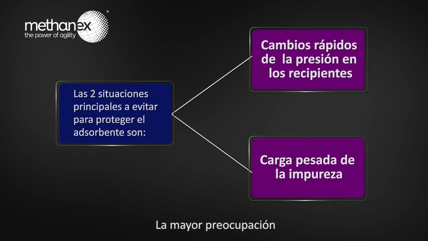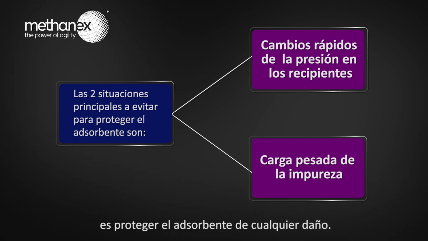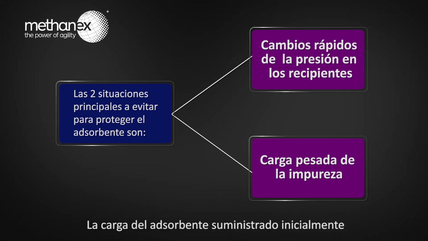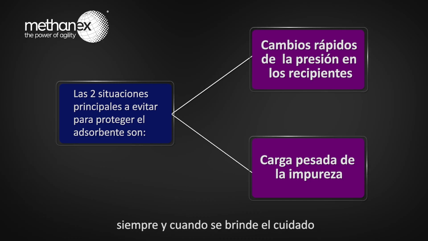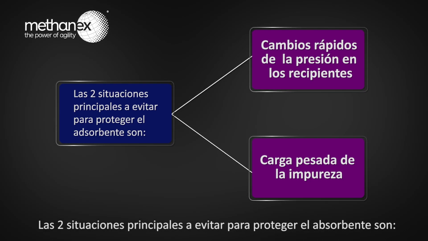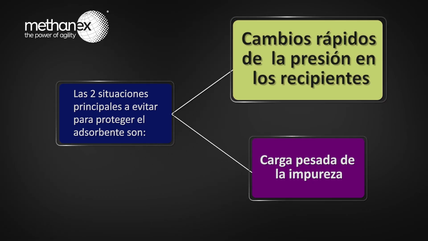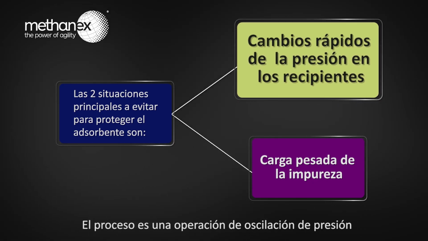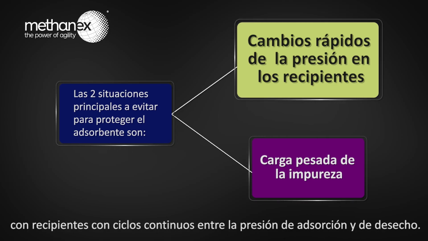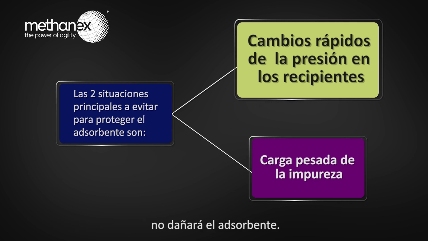Process safety. The main concern in keeping the PSA unit running properly is to protect the adsorbent from any damage. The load of the adsorbent initially supplied should be good for the life of the unit, provided correct care and maintenance are given during operation of the unit. The two main situations to avoid in order to protect these adsorbents are rapid pressure change in the vessels and heavy impurity loading. Regarding rapid pressure changes in vessels, the process is a pressure swing operation with vessels continually cycling between adsorption pressure and waste pressure. The normal pressure swing for 6-bed operation will not damage the adsorbent.